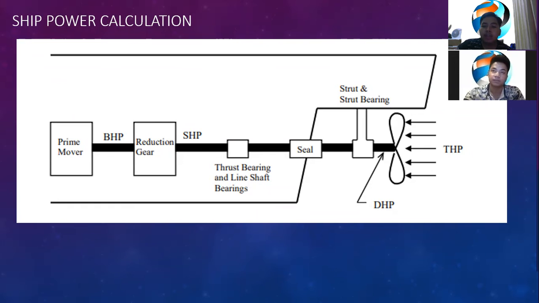And the last one is EHP, or known as effective horsepower. It's the power required to move the ship hull at a given speed in the absence of propeller action. It is equal to the product of the resistance of a ship and the speed of the ship. This power is equal to the brake horsepower minus losses due to the gearbox, shafting, and propeller, as well as the interaction between the propeller and the hull.